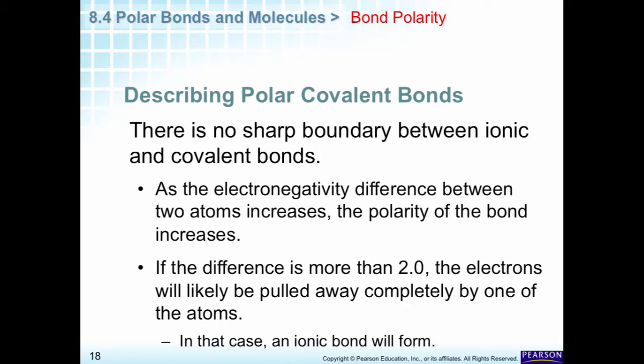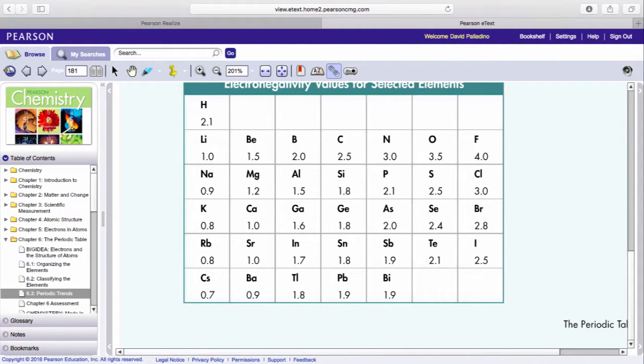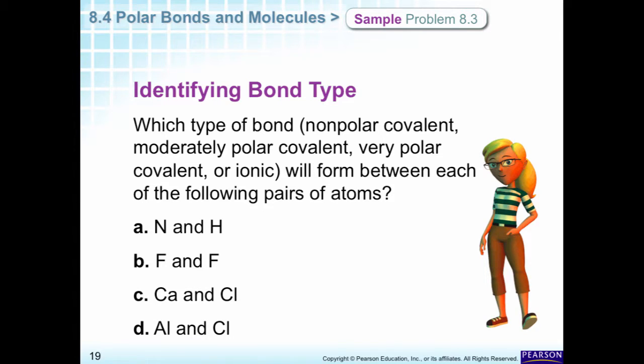It's just saying that if your difference is greater than 2, it's more than likely to be ionic. All right, so let's go through each one of these and see, using table 6.2, what kind of bond forms. So we'll look back at the table. So we have N and H, 2.1 for hydrogen, right? And N is 3.0, so it's 0.9, so it's going to be polar covalent.